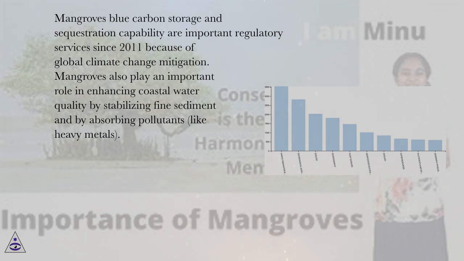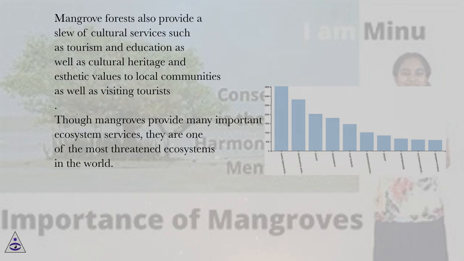Mangroves also play an important role in enhancing coastal water quality by stabilizing fine sediment and by absorbing pollutants, like heavy metals. Mangrove forests also provide a slew of cultural services such as tourism and education, as well as cultural heritage and aesthetic values to local communities as well as visiting tourists.